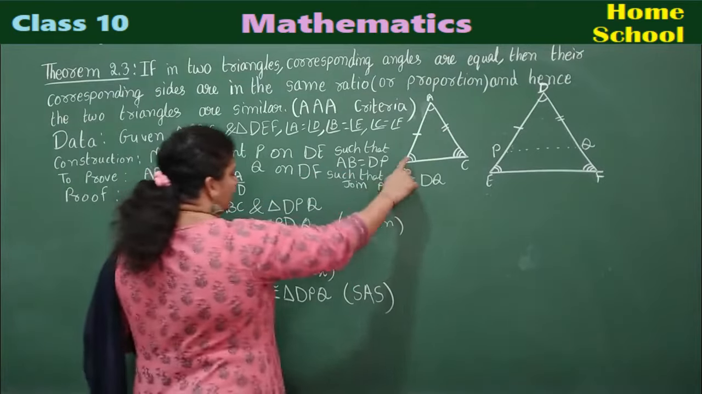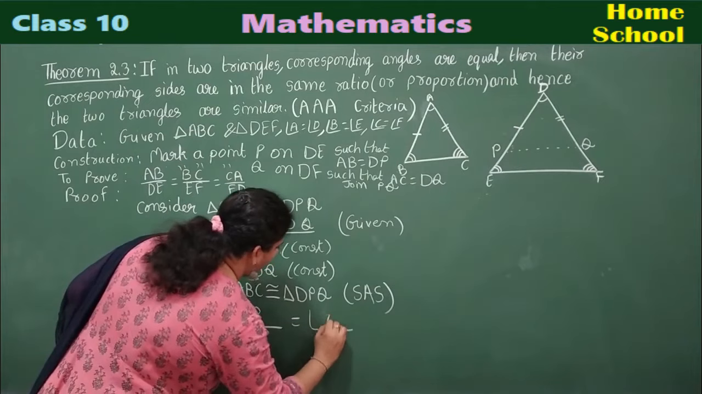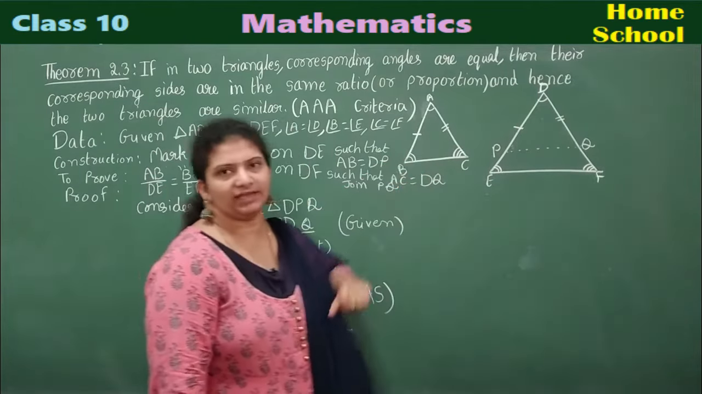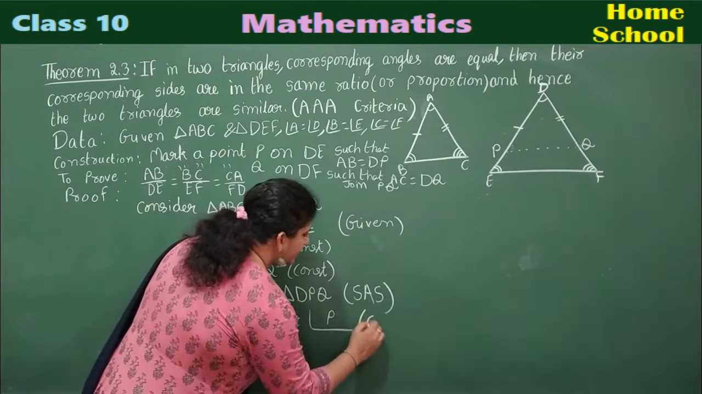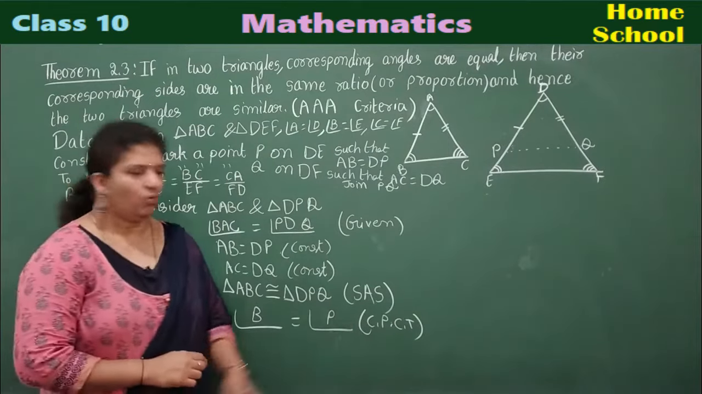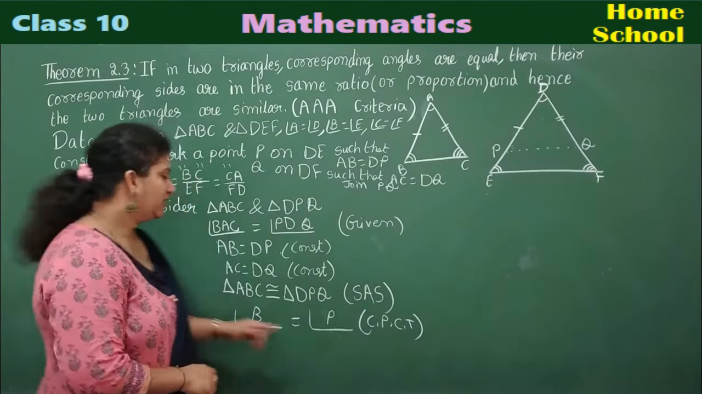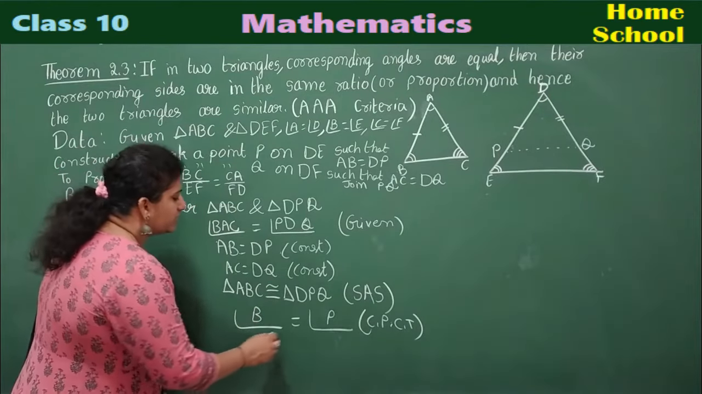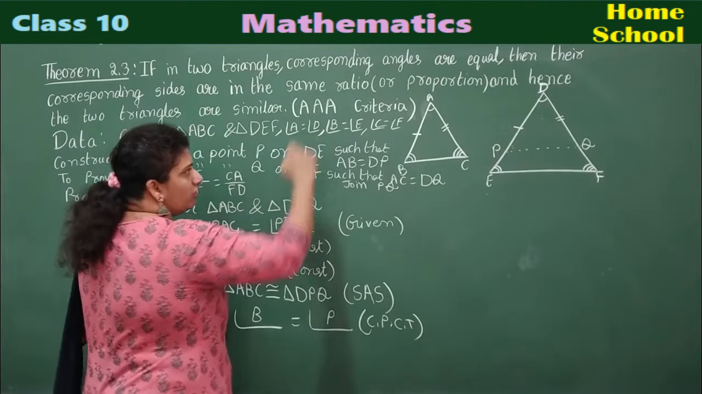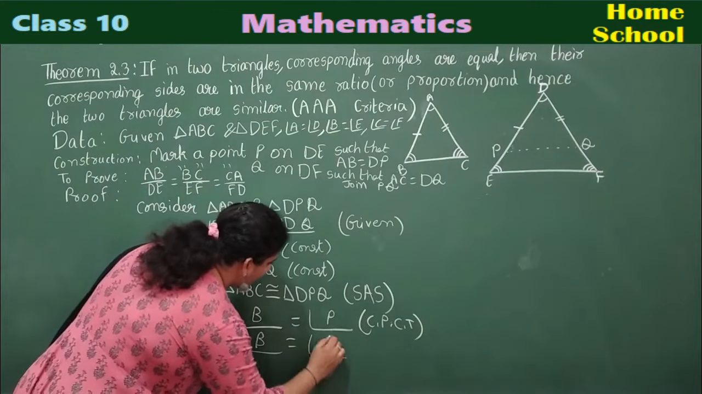So now what do I need? Therefore, angle B is equal to angle P. Observe here carefully. Angle B is equal to angle P. How are you saying this? By CPCT. What is CPCT? Corresponding parts of a congruent triangle. So now, congruent triangles. But what is given here? Angle B is equal to angle E.